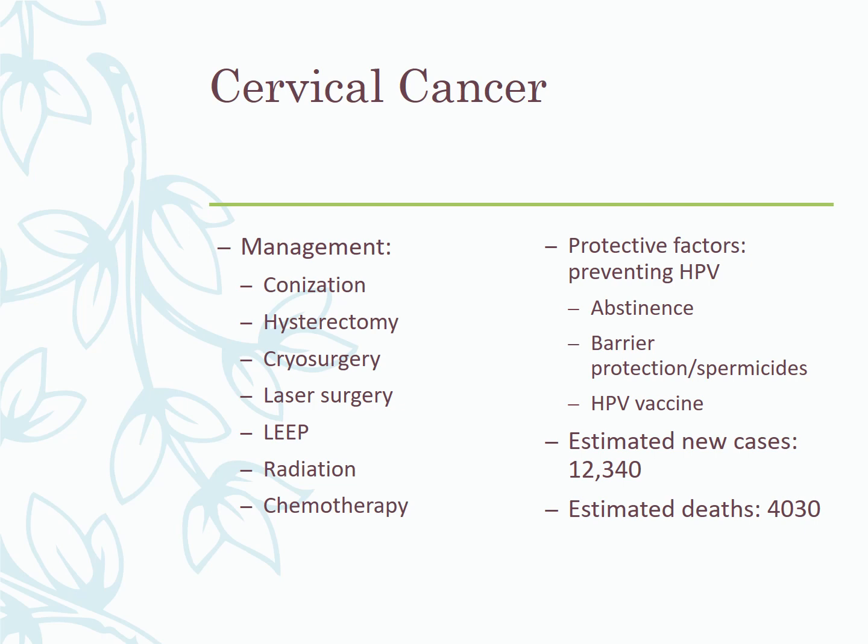We might do a LEEP procedure, a loop electrosurgical excision procedure. This takes an electrical current that passes through a thin wire loop that acts as a knife to remove that abnormal tissue or cancer. We can also do cryosurgery, freeze and destroy abnormal tissues, such as when they have carcinoma in situ. It's also called cryotherapy. Radiation can be external or internal. There are over 12,000 estimated new cases every year, and over 4,000 deaths from it.